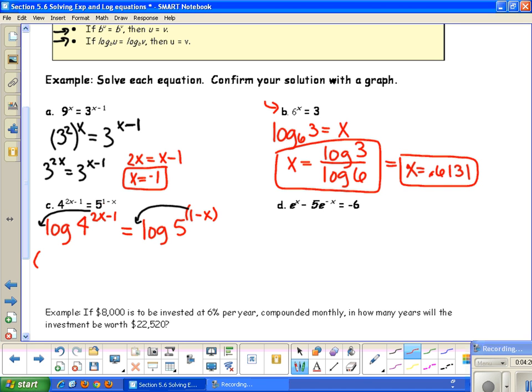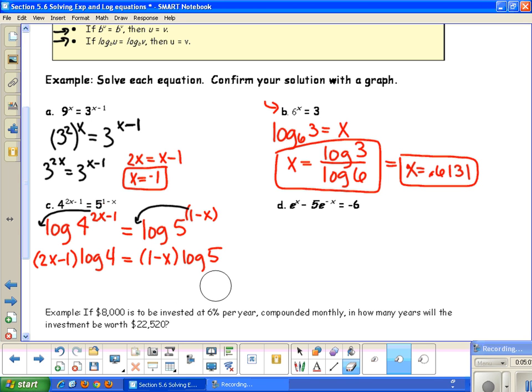So when I do that, I get (2x minus 1) times the log of 4 equals (1 minus x) times the log of 5. Notice that I put those exponents in parentheses because 2x minus 1 is being multiplied all by the log of 4, and 1 minus x is being multiplied by the log of 5. If you don't put those parentheses there, then you might accidentally think you have 1 minus x times the log of 5 as your problem, and then that would be completely different.